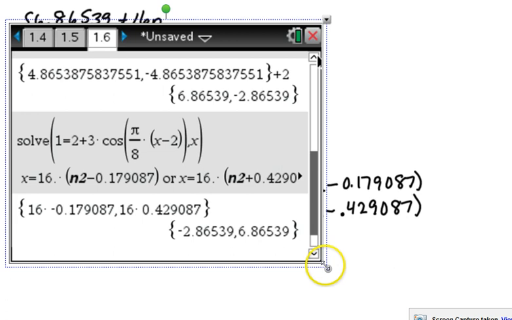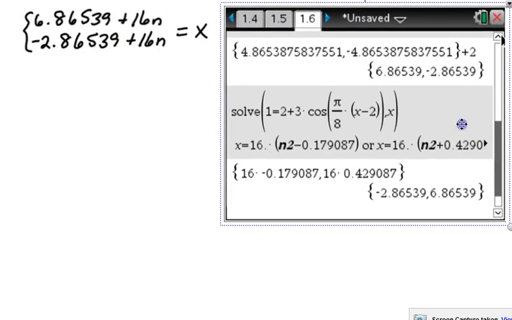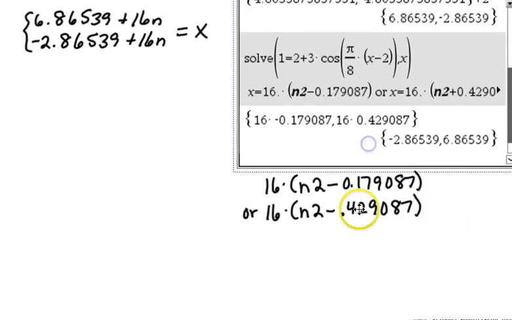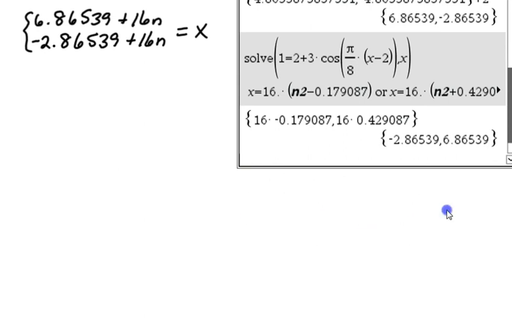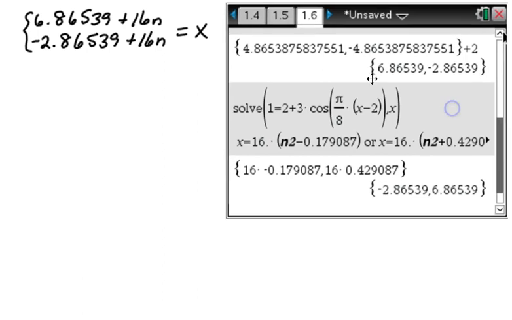Okay, so here's what I ended up with. And here are the things. I'm going to erase these right now. So here was my original solution, the 6.8, these two numbers plus 16n. And here I have 16 times n2 times negative 0.17 and 16 times n2 times positive 0.4290. When I multiply 16 times negative 0.17 and 16 times positive 4.29, I get these same two numbers. So really this is saying the very same thing.